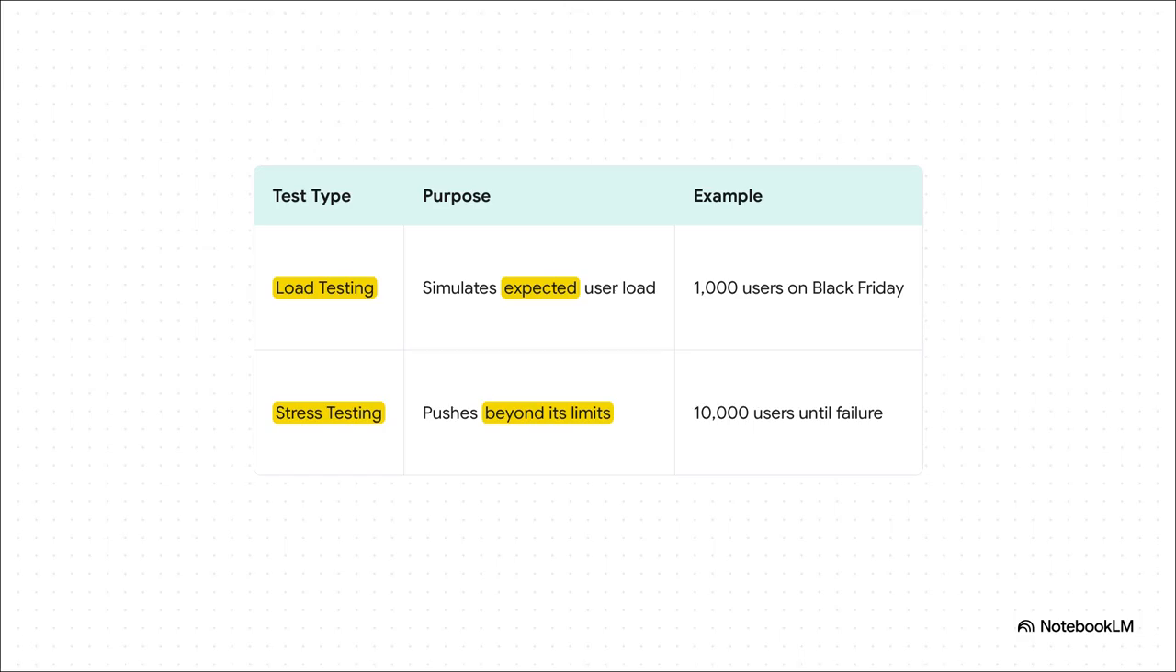Now, inside performance testing, there are two key ideas. The first one is called load testing. Think of this like a fire drill. You're simulating what you expect to happen on a really busy day, like a Black Friday sale. But then there's stress testing. This is where you try to break things on purpose. The goal is to push the system way beyond its limits to find out exactly where that breaking point is. It's like asking, what happens if 10 times more people show up than we planned for?